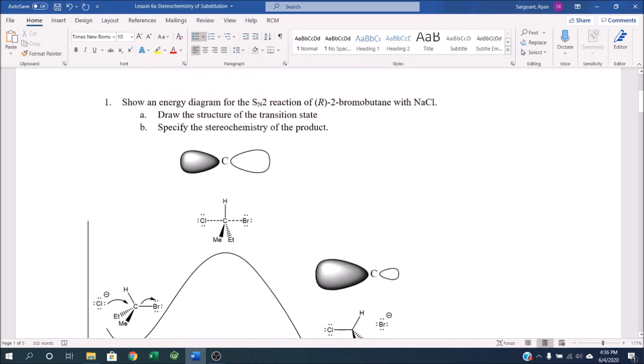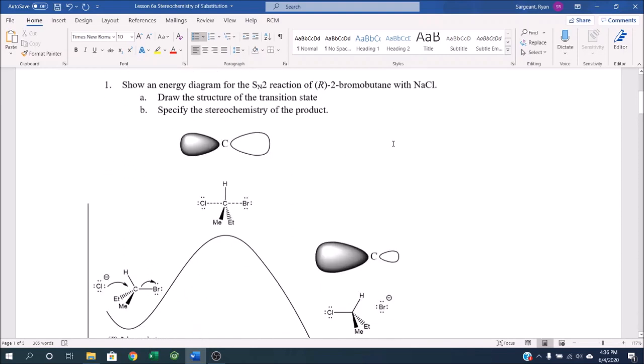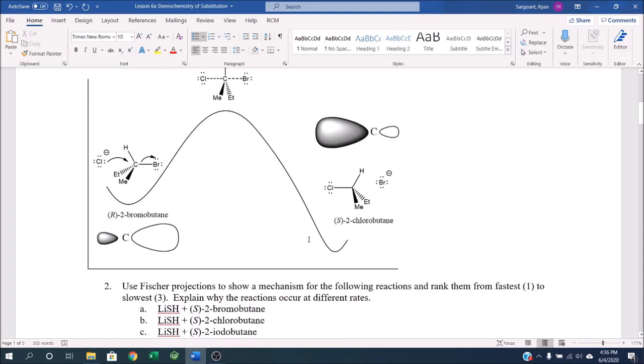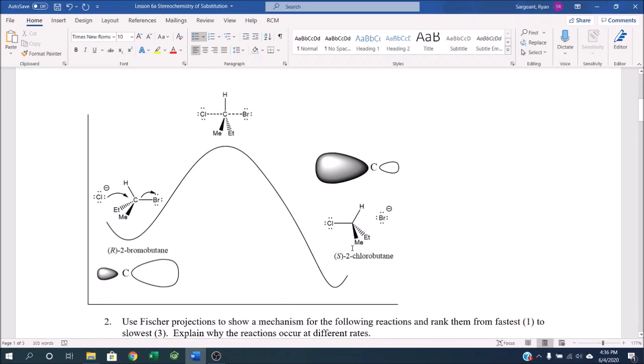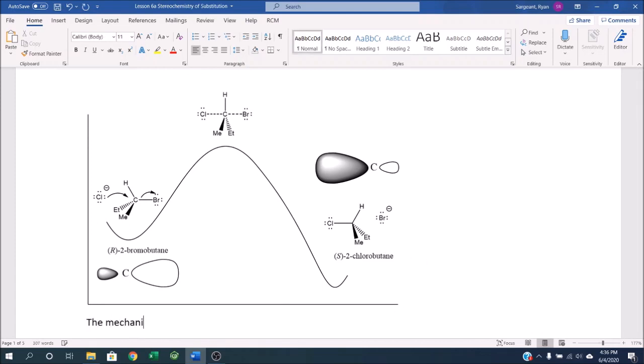Okay, so let's see what we've done here with this question. Show an energy diagram for the SN2 reaction of R2-bromobutane with sodium chloride. This just has one step. A chemical reaction that has a single mechanistic step is referred to as concerted. So the mechanism is concerted, and that means that it has one step, and we only see one transition state.